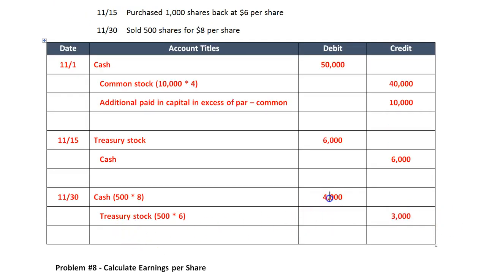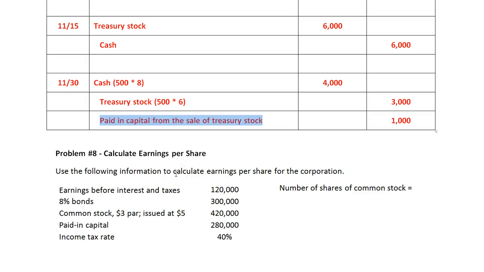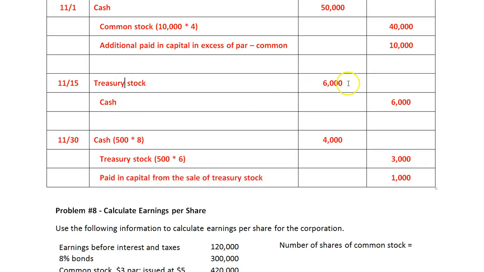Alright, this also doesn't balance, so we're going to need another account here. It's going to be paid-in capital from the sale of treasury stock. You can just do PIC-treasury stock if you wish. But the important rule with treasury stock is it goes on the books at cost, and if it comes off, it comes off at cost.